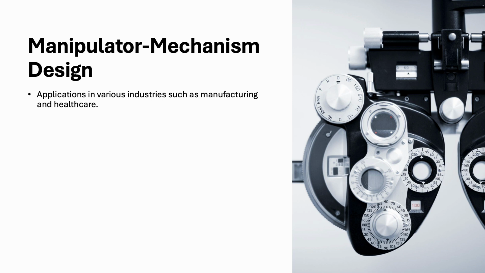Manipulation mechanism design has applications in various industries such as manufacturing and healthcare, for example. Let's look into this in a little bit more depth. Manipulator mechanism design is a critical aspect of robotics that involves creating systems capable of performing precise and controlled movements to interact with their environment. This process encompasses the selection and arrangement of mechanical components such as joints, links, and actuators to achieve desired motion and functionality.